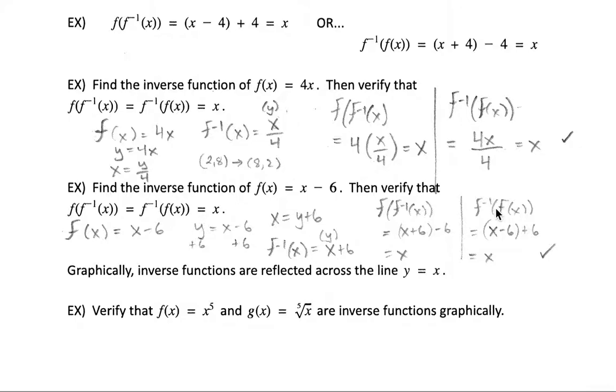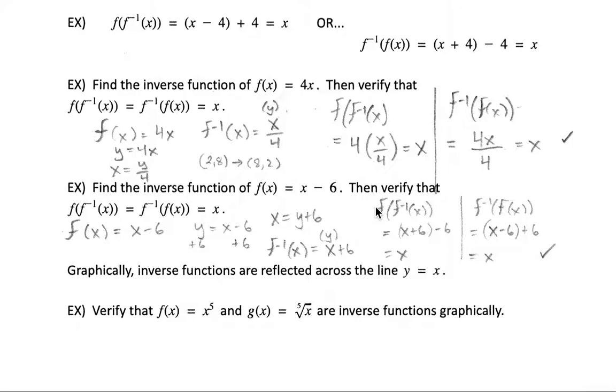Same thing over here, but backwards of what we just did. Plug the original into the inverse. So let's take x minus 6 and plug it into x plus 6. So we have x minus 6 plus 6. The 6 is canceled again, we're left with that x. We just verified that those are two inverse functions using composition. So that's algebraically proving it.